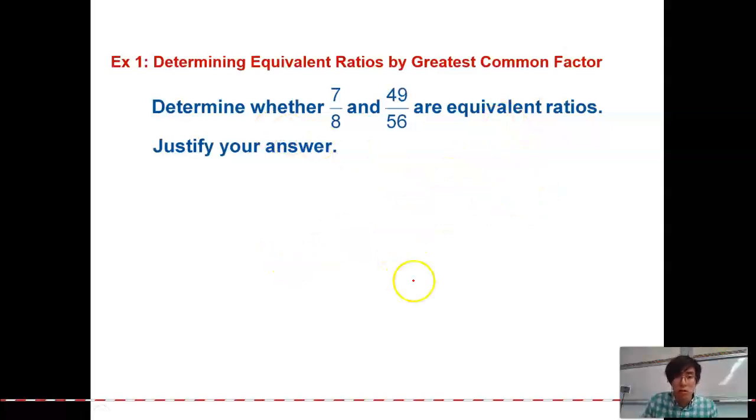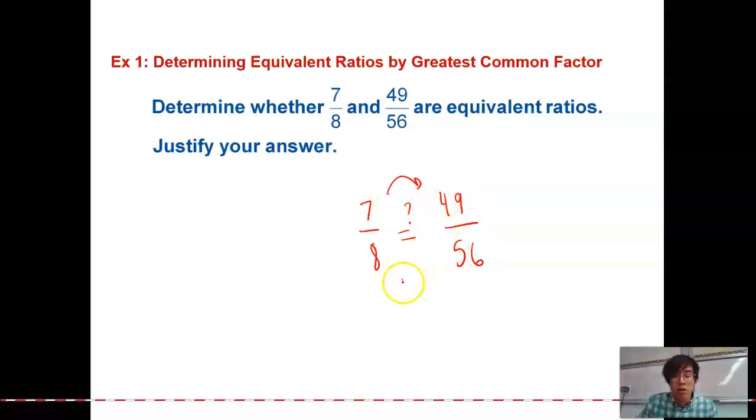Justify your answer. So let's set these up equal to each other, and we're going to test by that greatest common factor method whether they are the same in value. If we can find that same common factor for the numerator and denominator, right? So if I look close enough, what times 7 will give me 49, and what times 8 will give me 56? That's the same number. Right?